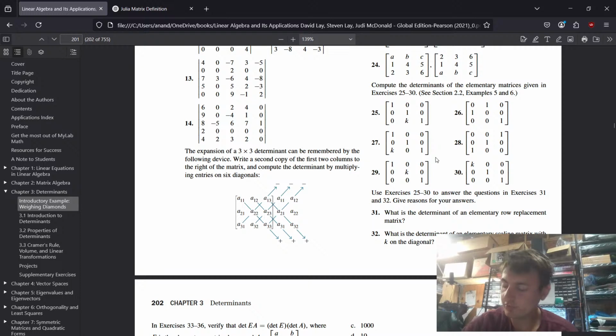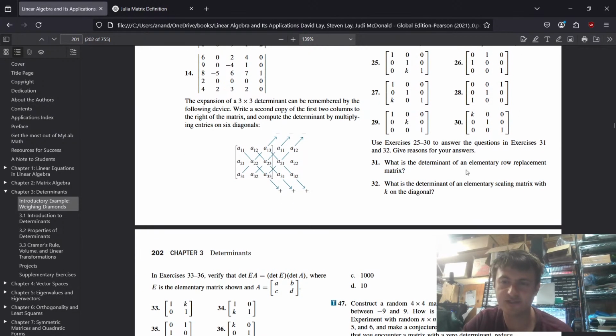But 29 and 30, we'll just talk about them. So this is clearly going to be, let's say we expand along the first row and first column. Then we're going to get 1 times the determinant of this 2 by 2 on the inside. The 2 by 2 determinant is going to be k times 1 minus 0. So this whole thing is just going to be equal to k. And it's the same for here. You're going to get k times 1. So we don't need to do those two because we just did them.